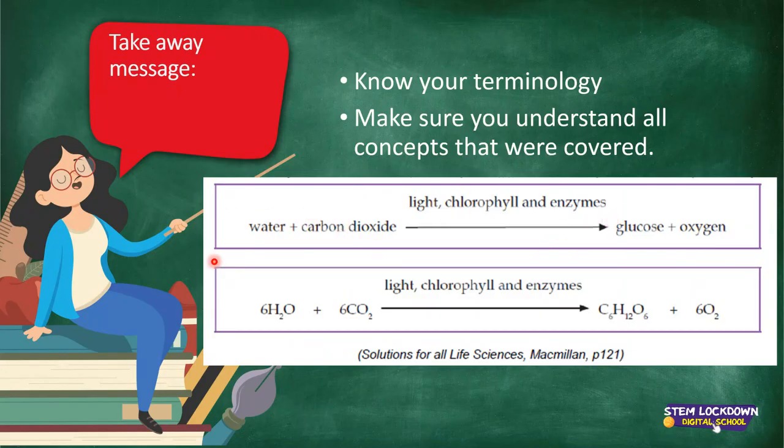Okay. And another thing, guys, these two equations are very important, the word equation and the chemical equation. Remember, we need 6 molecules of water and 6 molecules of carbon dioxide. Light, chlorophyll, and enzymes are necessary in order to get your glucose and your oxygen. You might be asked in tests and exams to write down the chemical equation of photosynthesis. This is the equation that you will write. Or you'll be asked to write down the word equation of photosynthesis. This is what you will write down. Remember that this side of the arrow indicates your reactants, and this side of the arrow indicates your products.